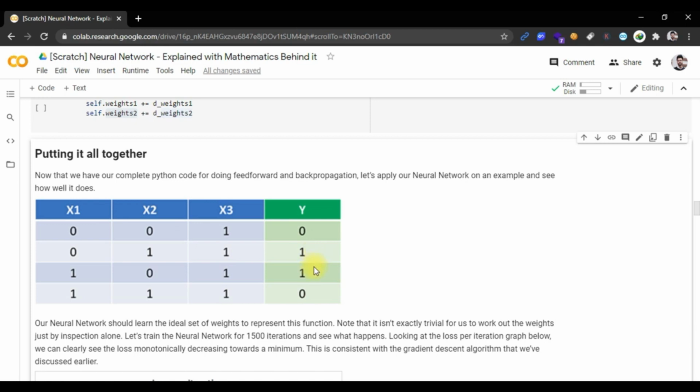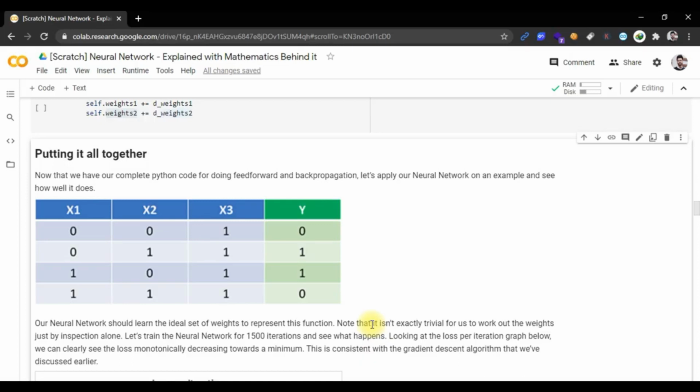Why does this happen? Because we ran our iterations to only a very small value, like only 10 to 15. The fewer the iterations, the more the loss. So we just need to make our iterations more and keep updating our weights and biases. As I have written here, our neural network should learn an ideal set of weights to represent this function. Note that it isn't exactly trivial for us to work out the weights just by inspection alone. Let's train the neural network for 1500 iterations and see what happens.